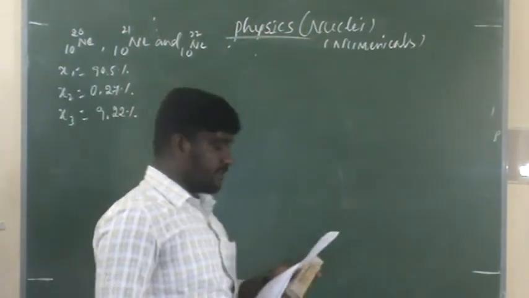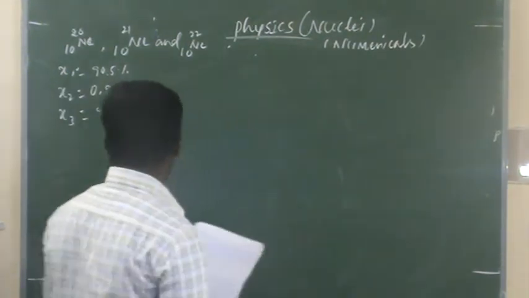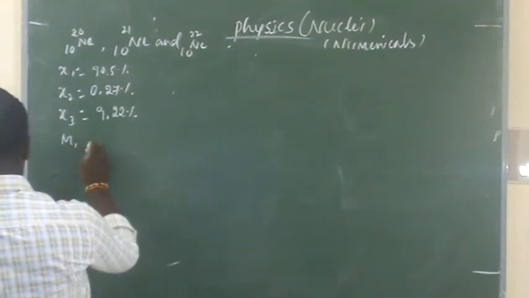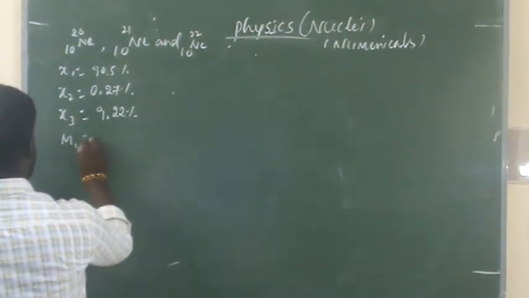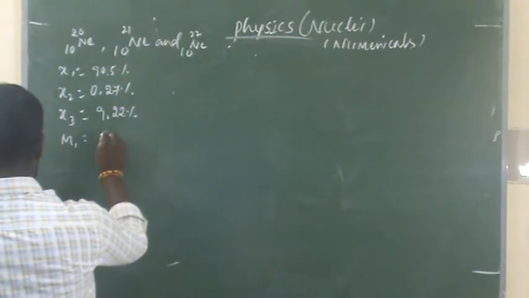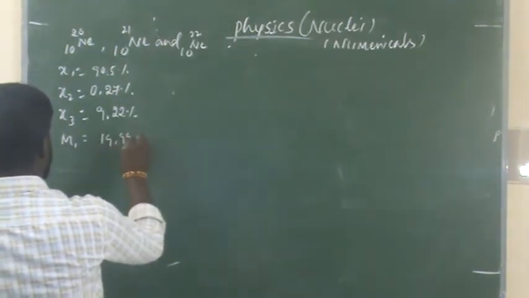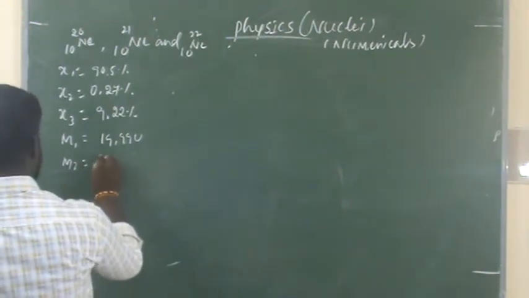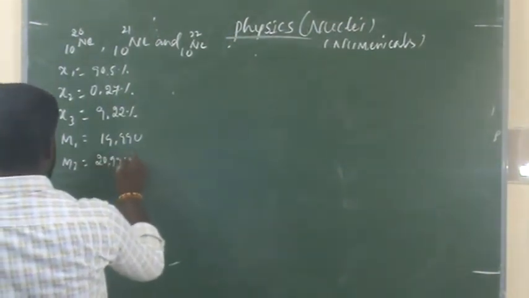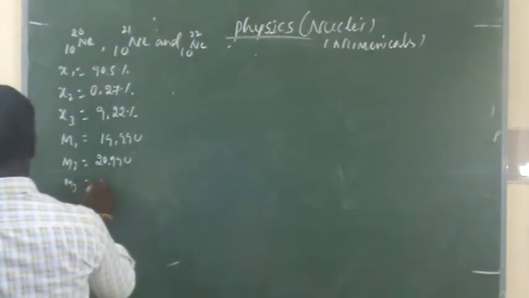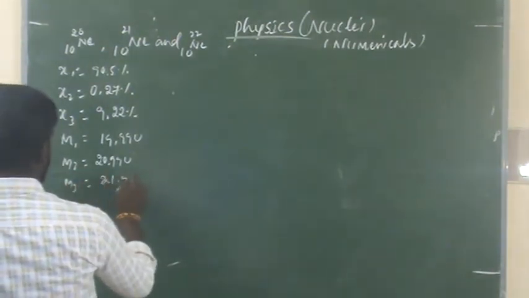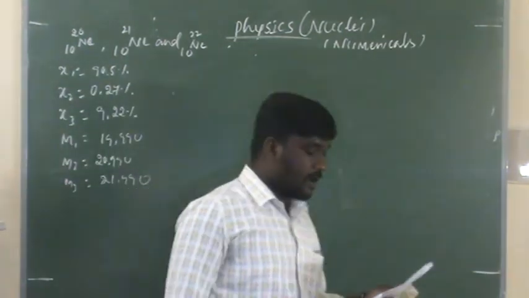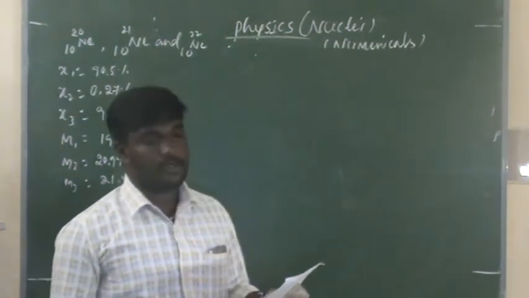The atomic masses of the three isotopes are also given: M1 is equal to 19.99 unit, M2 equals 20.99 unit, M3 is equal to 21.99 unit, respectively. Obtain the average atomic mass of neon.